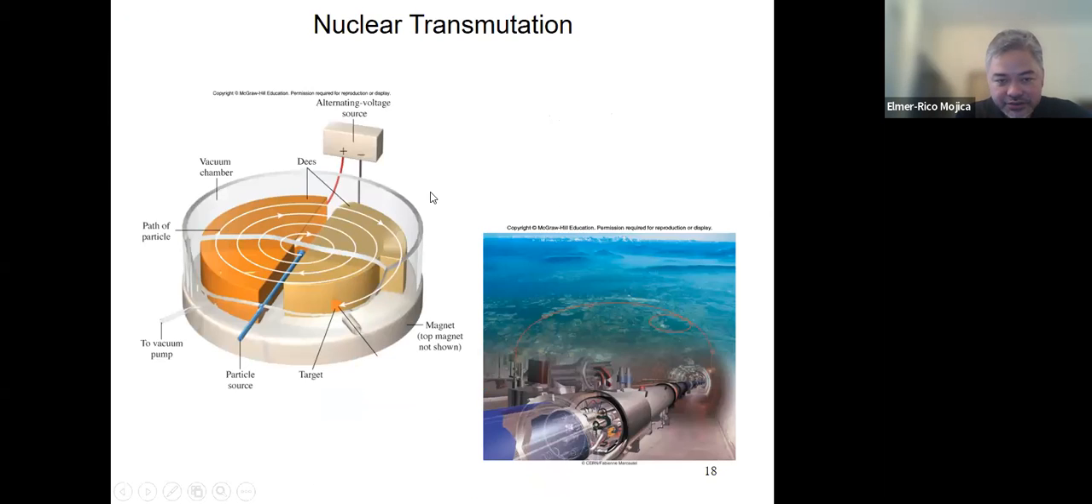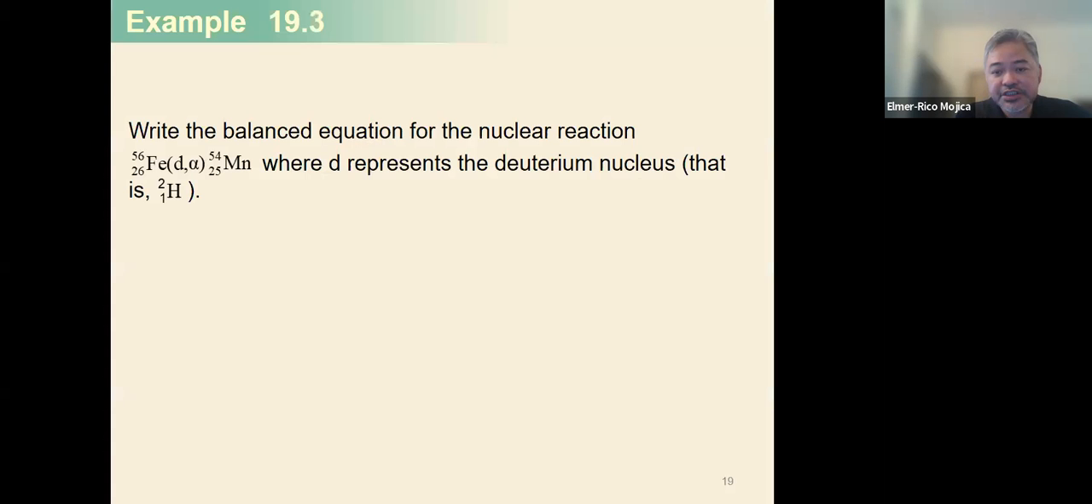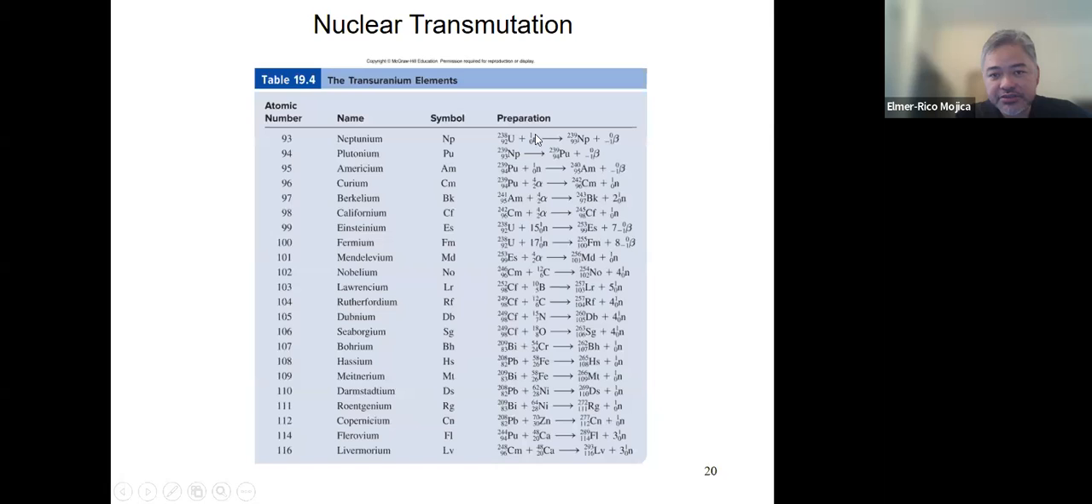Okay. Now they can also do nuclear transmutation. In nuclear transmutation, you just change them from one form to another. So I'm not going to do this. Just to show you, most of the elements that we have over atomic number 93 are usually a product of nuclear transmutation. Okay. So neptunium produced from uranium, plutonium produced from neptunium, americium produced from plutonium, the same thing with curium.